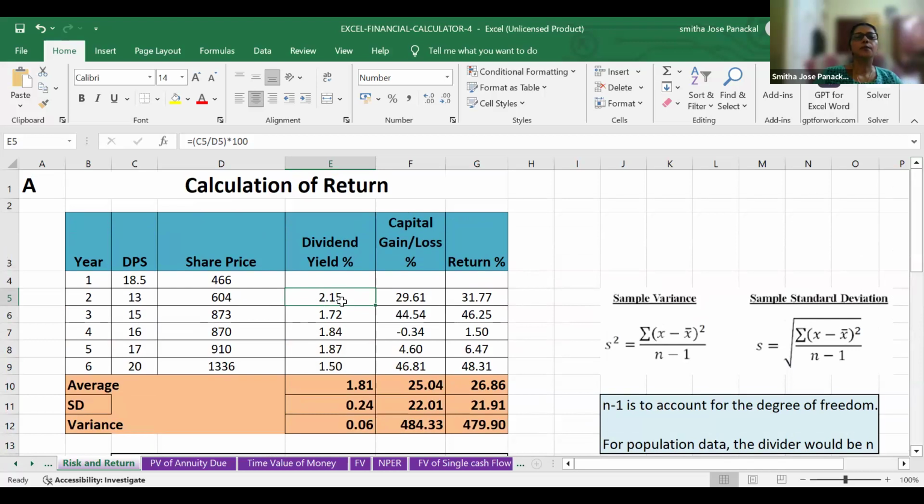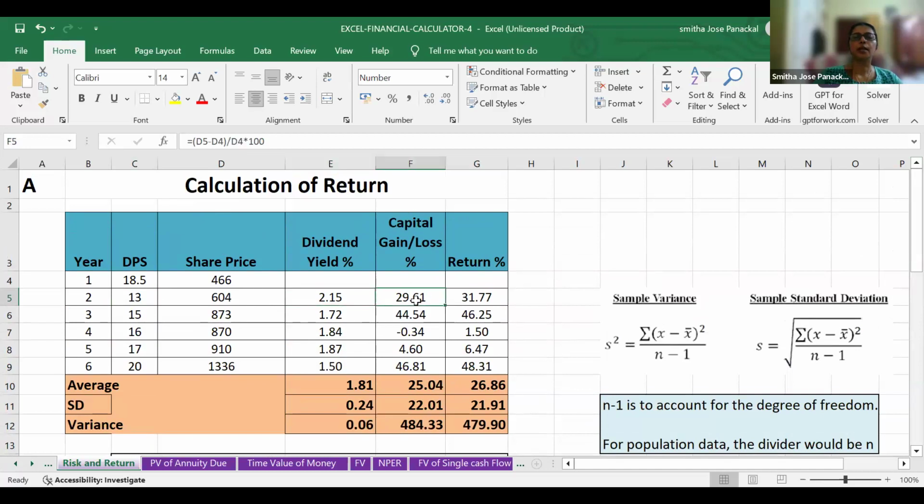How is it? Here C5 means dividend in the first year. Dividend in the second year divided by the previous year's share price, into 100. That is what dividend yield is.